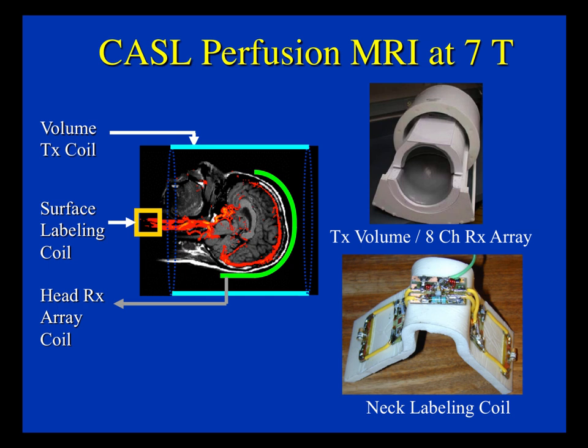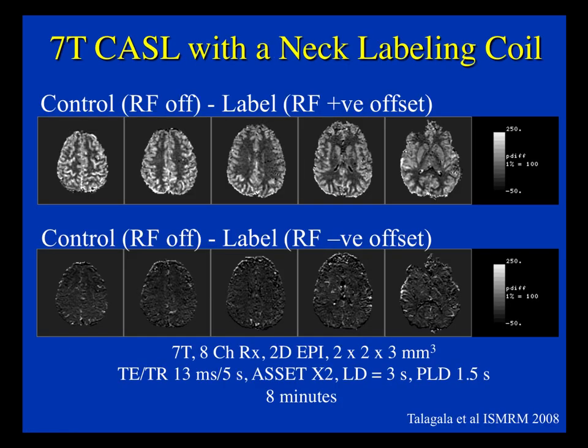We have also extended this continuous ASL technique to 7T. And at 7T, we actually made a neck labeling coil similar to the 3T case. These experiments were done using an 8-channel array. And here are some example images. The top row shows the perfusion difference images, again showing good signal from the gray matter and good contrast between the gray and white matter.